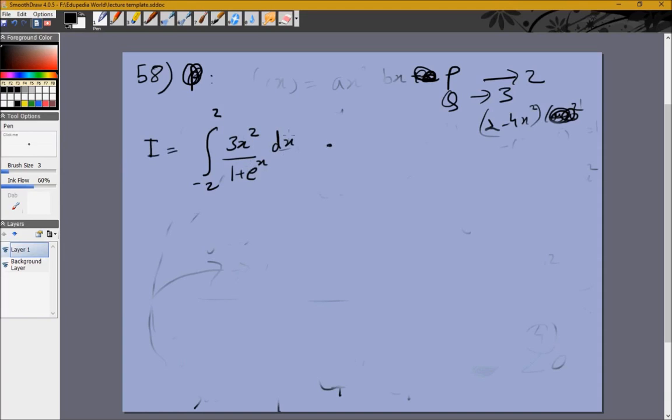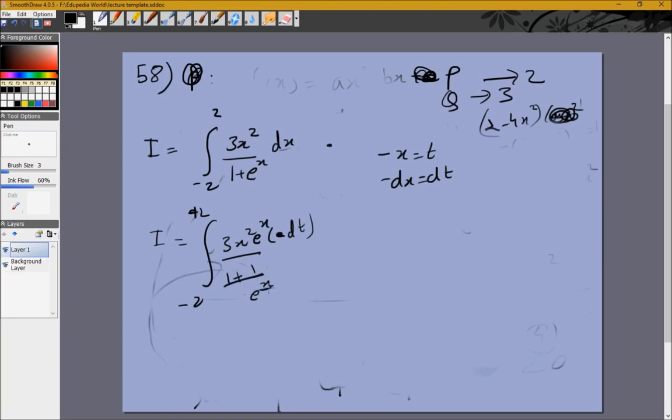And an interesting thing we can see in these sorts of functions where you have 1 plus e to the power x in the denominator is if you take minus x is equal to t and minus dx is equal to dt, the integral I will become the integral from 2 to minus 2. The limits will change. 3x square, this remains the same, by 1 plus e to the power minus x, which is 1 by e to the power x, and a minus dt. So minus, we can change the limits with minus, so it again goes from minus 2 to 2, and e to the power x goes upstairs, and we have the same thing multiplied by e to the power x.